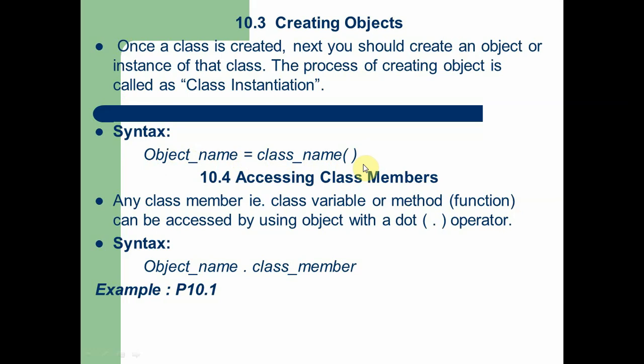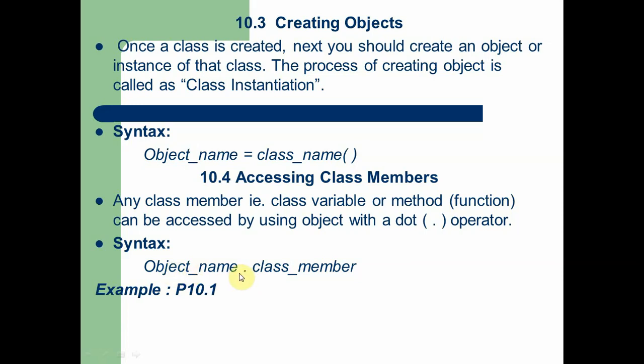Now we discuss how to create a class, how to create class variables, how to create methods, and how to access class members. Here, class members refers to class variables and methods of any class. After creating the object using the syntax, we can access the members of the class by using the dot symbol.